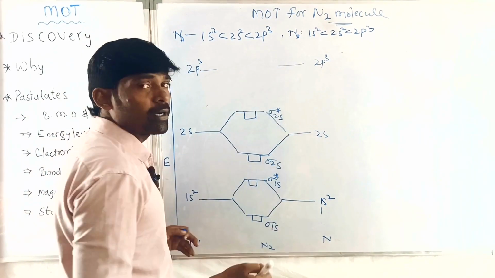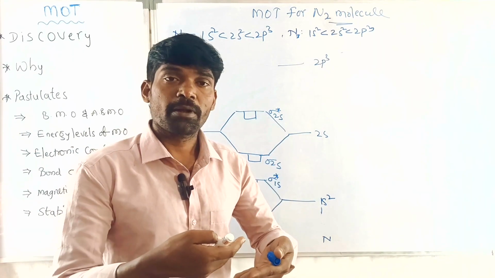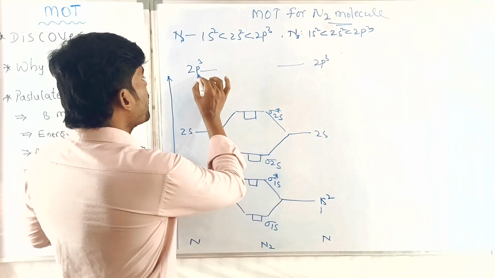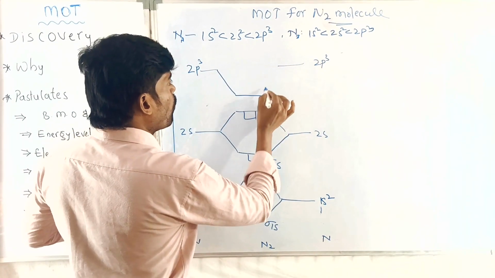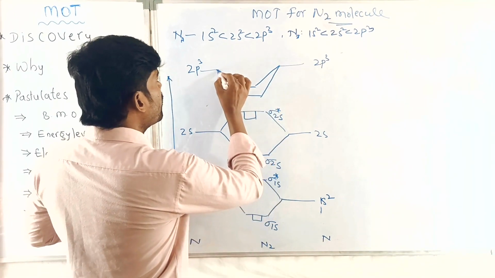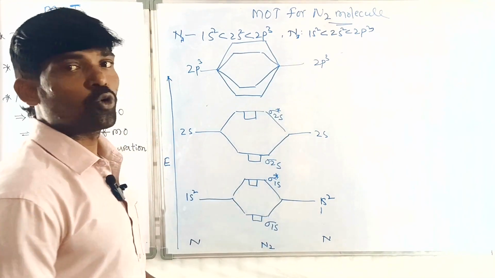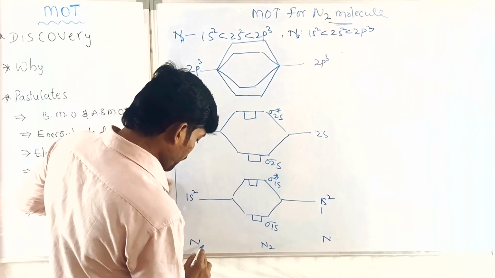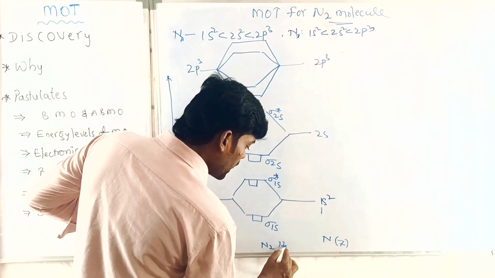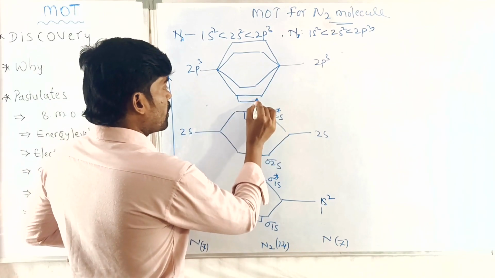When p orbitals overlap each other, as I said in the previous example, one sigma bond and two pi bonds will be generated. So when p orbitals combine, one sigma bond and pi bonds will be there. At the same time, in anti-bonding also, sigma and two pi bonds are there. Here we can observe 7 electrons in one nitrogen and 7 electrons in the other nitrogen atom, so 14 electrons are present in the N2 molecule.